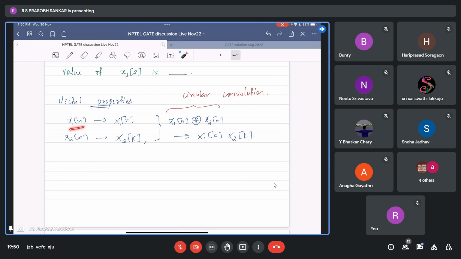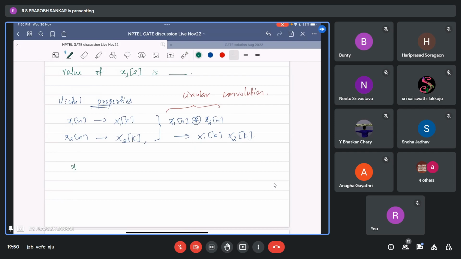So this is one useful property. If we have x1 of n having the DFT X1 of k, and x2 of n having DFT X2 of k, then the convolution of them, x1 of n convolution x2 of n, by the way, this is circular convolution, x1 of n circular convolution x2 of n will have the value X1 of k times X2 of k. This is the usual convolution property.